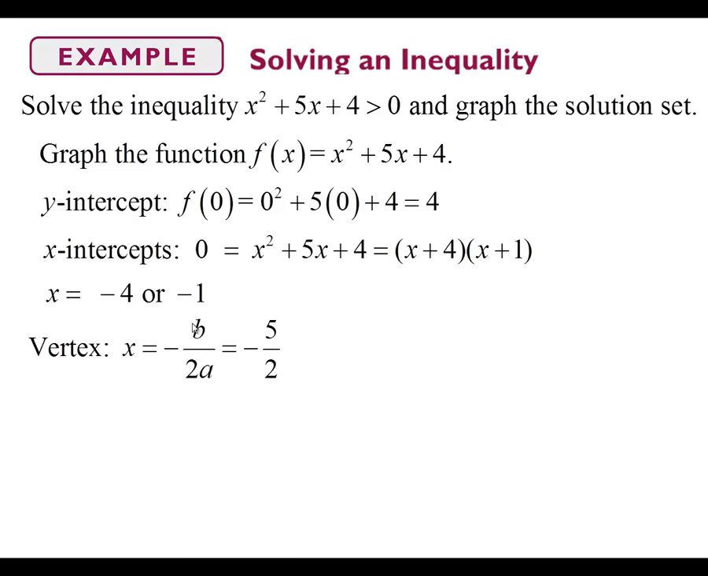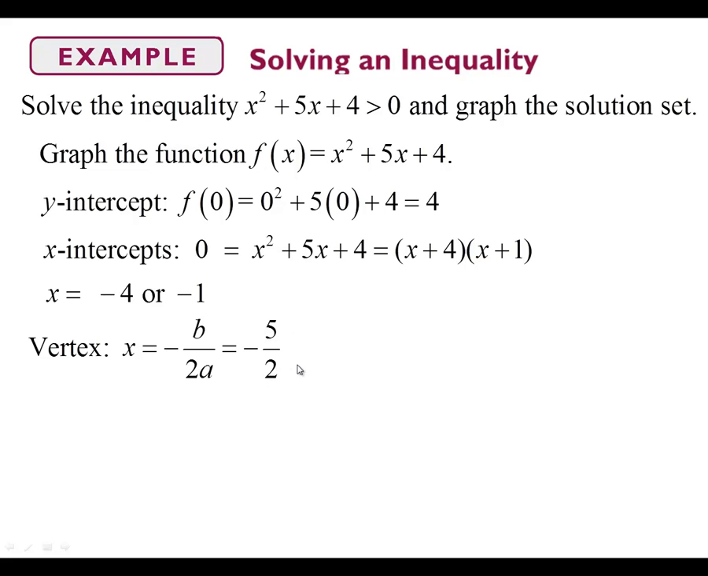We also have to find the vertex. And so there's that negative b over 2a again. Well, the coefficient of x squared, that's our a, 5 is going to be our b, 4 is our c. Well, we only need a and b. So the b goes in there as 5, so here's a minus, and then 5 goes in there, over 2 times a, well, a is 1. So that'd be negative 5 halves, or negative 2 and 1 half.